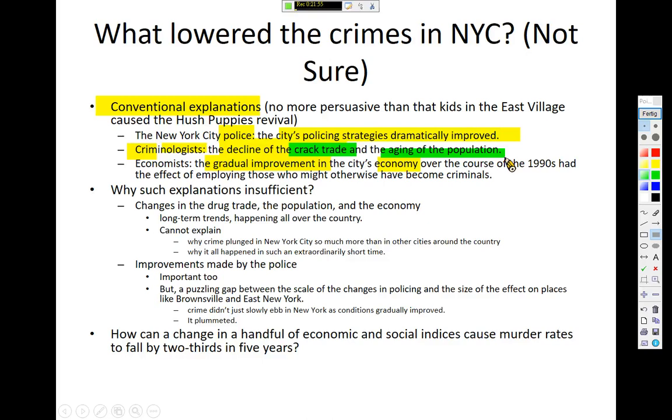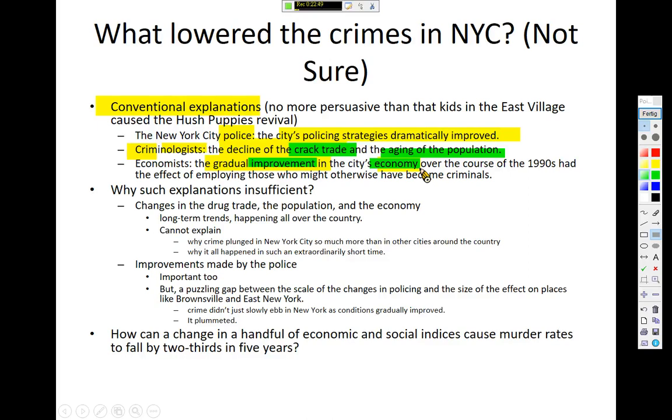Police say something. Criminologists say something. But how about economists? Economists have their explanation too. They said it is because of the gradual improvement in the city's economy over the course of the 1990s. See, people were better off. When you have more money, what would you do? Well, you will try to earn more money and try to secure your own property, right? In this regard, you will not like to commit any more crime. You will like to go to work because you know you have a stable income, so you don't risk your family, your life, to get some random money from the street. Everyone is better off, so go home and watch TV again, right?